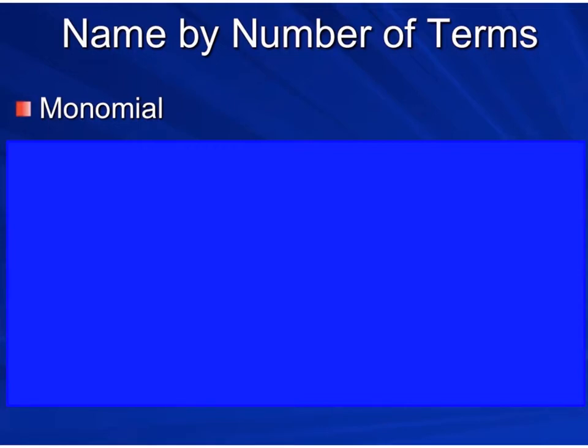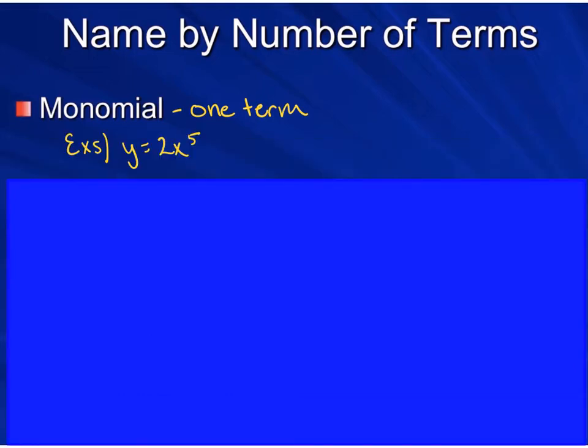So a monomial, mono, means one, or one term in this case. So for example, we could have y equals 2x to the 5th. This would be an example of a quintic monomial because the degree is 5. So this is a quintic monomial. Another example could be y equals -3x. This would be an example of a linear monomial. Hopefully you get the idea.